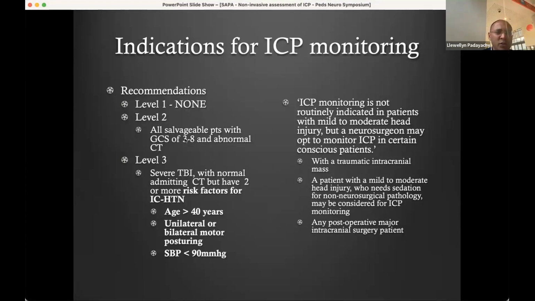So indications, really, if you follow the Brain Trauma Foundation guidelines, there isn't really any level 1 evidence. Level 2 suggests, any GCS below 8 with an abnormal CT scan should be monitored. And there are things like age, unilateral or bilateral posturing, and the systolic blood pressure. Outside of that, if one's looking at placing an ICP monitor where there's a traumatic intracranial mass, patients with mild to moderate TBI for neurosurgical pathology, and post-operative patients, those are ones we tend to monitor quite a bit outside of the brain trauma guidelines.